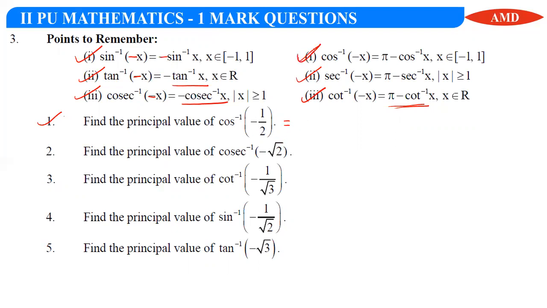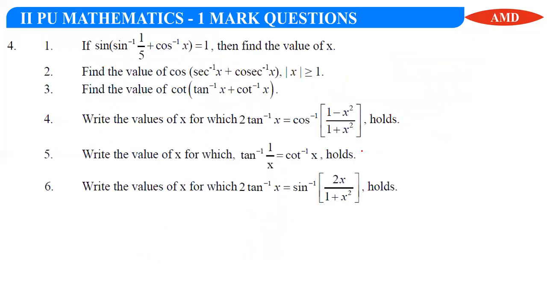I'm going to use this formula here, that is cos inverse of minus x is equal to pi minus cos inverse of x. So accordingly, I get here pi minus cos inverse of 1 by 2. Cos inverse of 1 by 2 is nothing but pi by 3. On simplifying this, I get 2 pi by 3. That's the required answer. Let me move on to the next question.